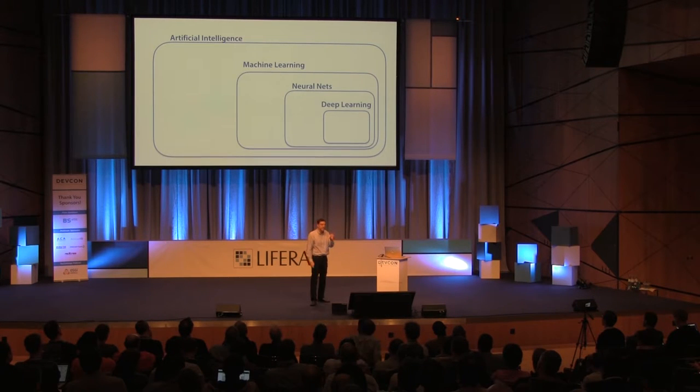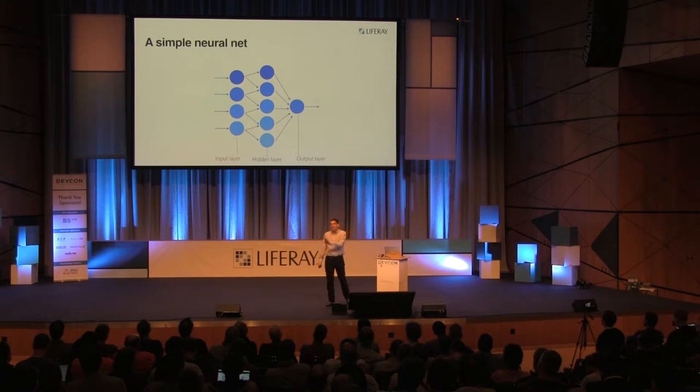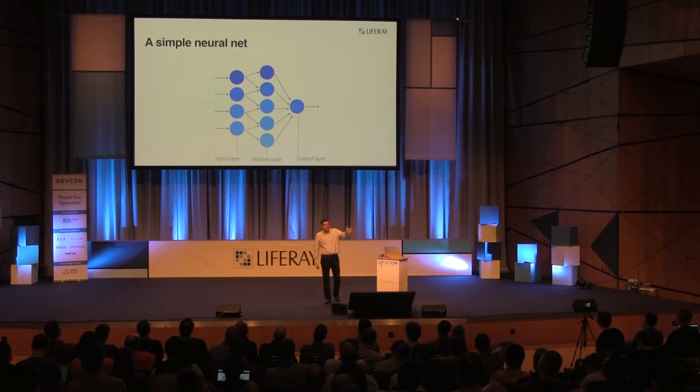So I'm going to try to present some of the basic ones. So first, what is a neural net? It's usually represented something like this. It's three layers of neurons. Here, four in the first layer, five in the second one, just one.